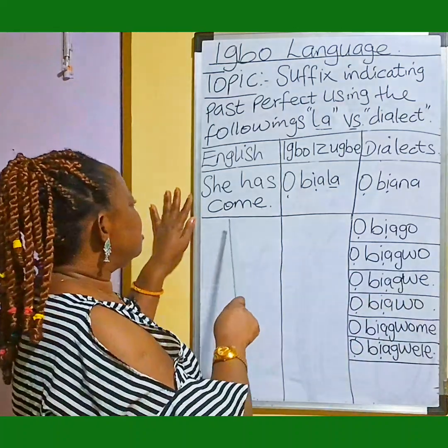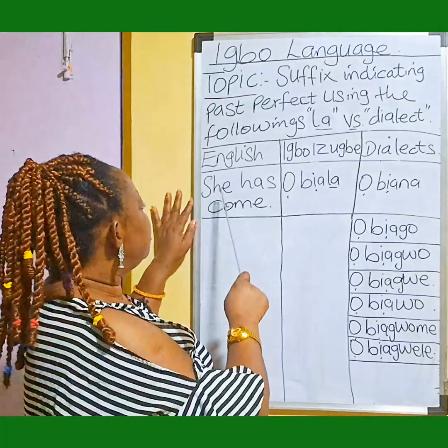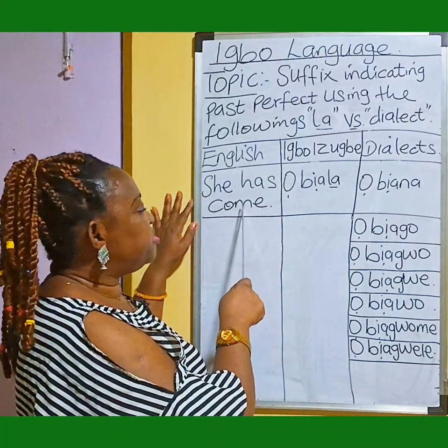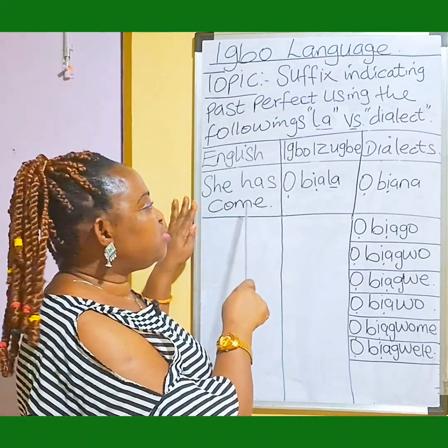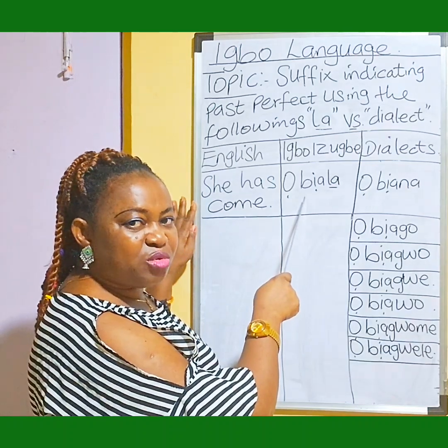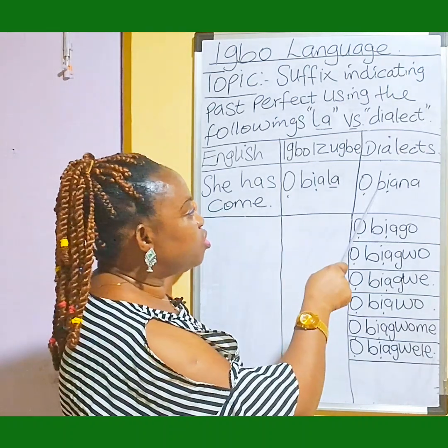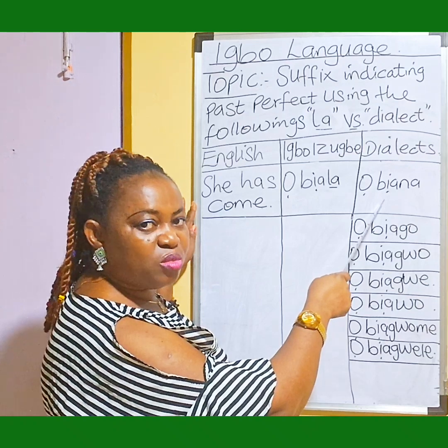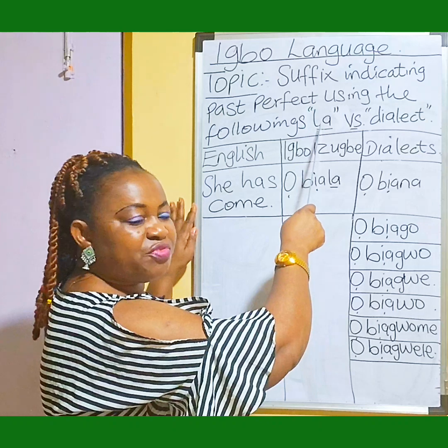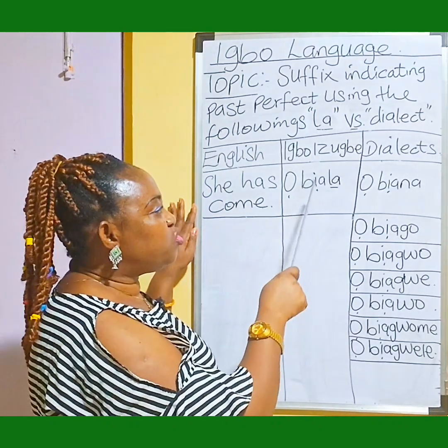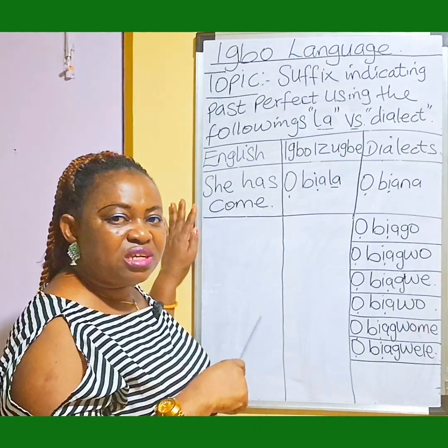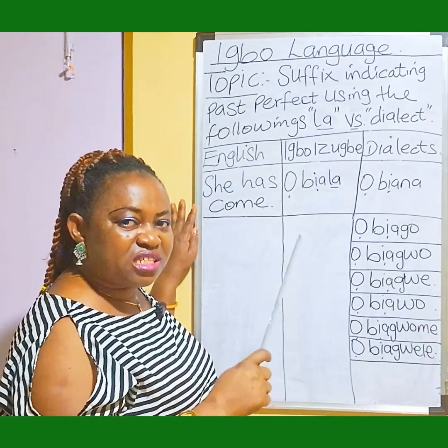Now the first side, let us read what is on the board. She has come. Class, say it. She has come in English. Now let us translate it to Igbo izugbe, that is Central Igbo, and also translate it to dialect, that is Olumba. Using this la as our suffix in Igbo izugbe, we are going to see the various suffixes according to different dialects in Igbo.